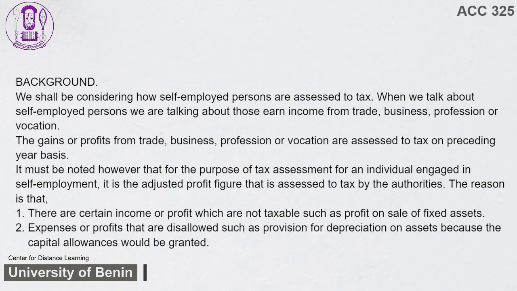The gains or profits from trade, business, profession, or vocation are assessed to tax on a preceding year basis. It must be noted, however, that for the purpose of tax assessment for an individual engaged in self-employment, it is the adjusted profit figure that is assessed to tax by the authorities. The reason is that 1. There are certain income or profits which are not taxable, such as profit on the sale of fixed assets. 2. Expenses or profits that are disallowed, such as provision for depreciation on assets because the capital allowances would be granted.